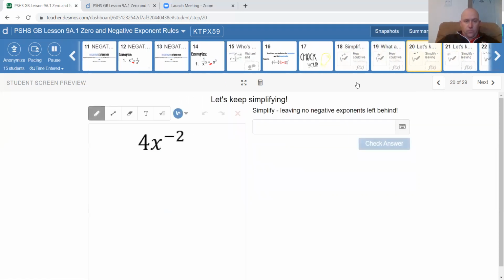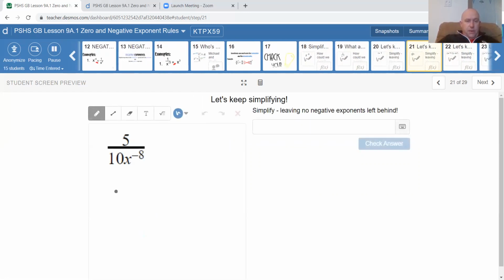4x to the negative 2 is often one that people do get wrong. The thing that has the exponent is the x, not the 4. So the 4 just stays where it is. But the thing with the negative exponent has to switch positions. So instead of being on the top of the fraction, it moves to the bottom of the fraction, and we change the exponent.